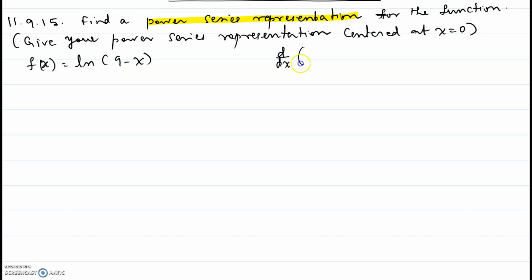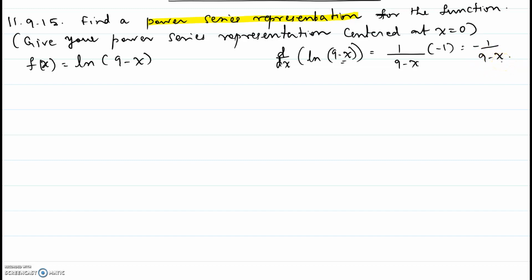What is the derivative of ln of 9 minus x? It is the chain rule, so it is the outer derivative, 1 over 9 minus x, times the derivative of the inside, which is negative 1. So negative 1 over 9 minus x. So what we see here is the derivative of the given function is negative 1 over 9 minus x, which by suitable manipulation can be considered as a geometric series.